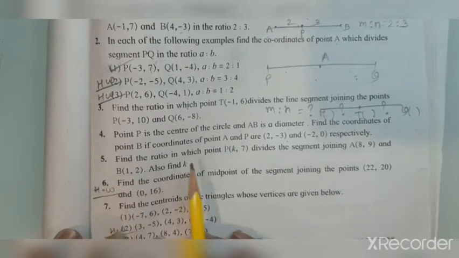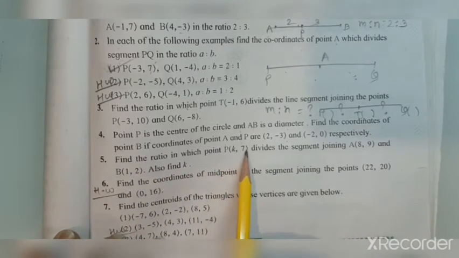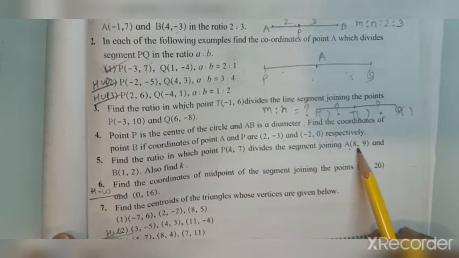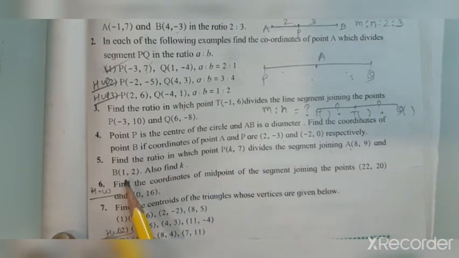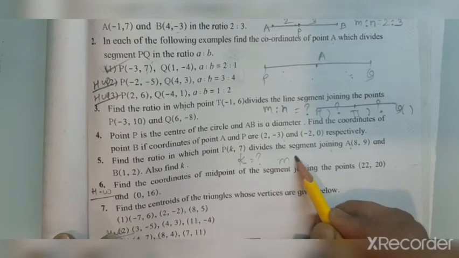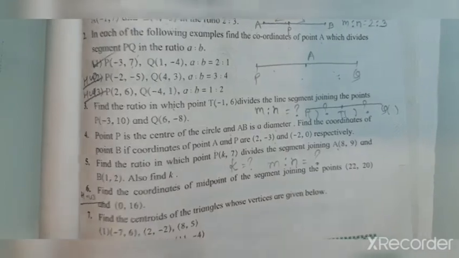Now moving to the fifth sum. Find the ratio in which point P, K, 7 divides the segment joining A, 8, 9 and B, 1, 2. Also find K. So there are two things what we have to find. We have to find what is K, and we have to find the ratio, means we have to find m is to n is how much. Okay, so let's begin.